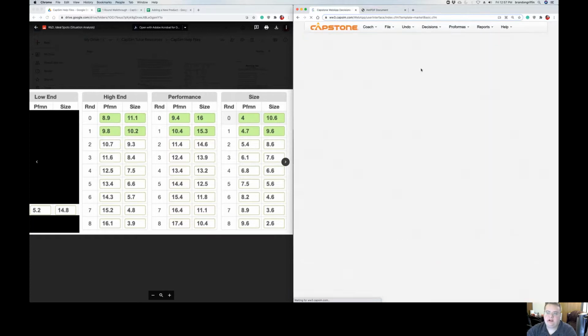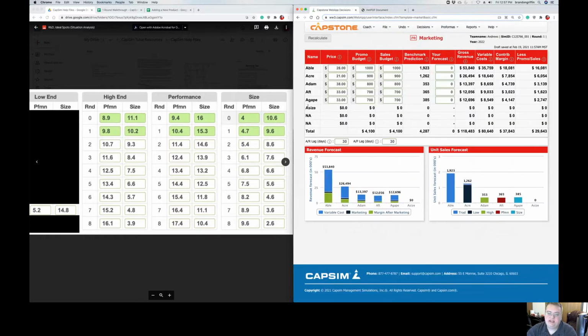So I haven't made any of my marketing decisions yet, and we see that our new product, A size, is 100% blacked out because the product has not been released. So we don't need to set a price. We don't start marketing for it yet, and we don't have a forecast for it because it has not come out, and it will not until next year.